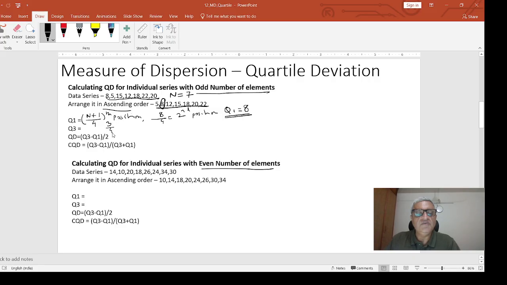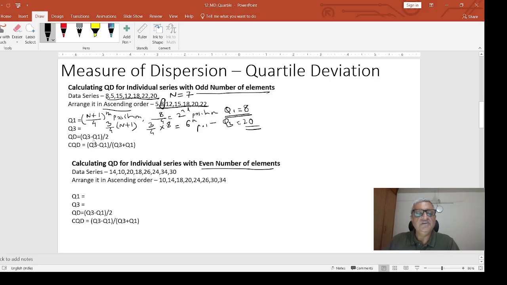Q3 is 3 by 4 into (n plus 1) position. So 3 by 4 into 8, that is nothing but the sixth position. So let's go to what is in the sixth position: 5, 8, 3... this is 1, 2, 3, 4, 5, 6. So Q3 is equal to 20.